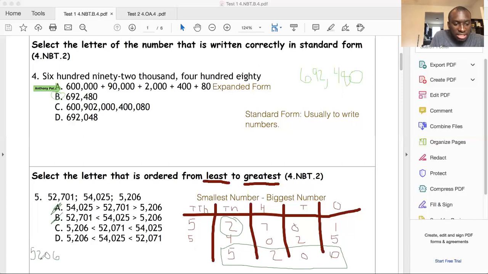5,206 is less than, this is the sign for less than. My next number is 52,701.